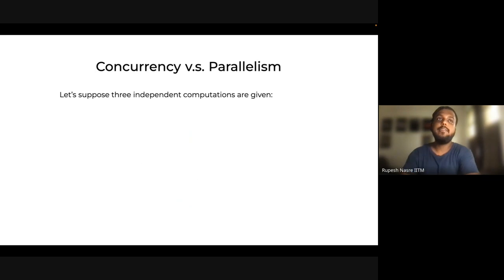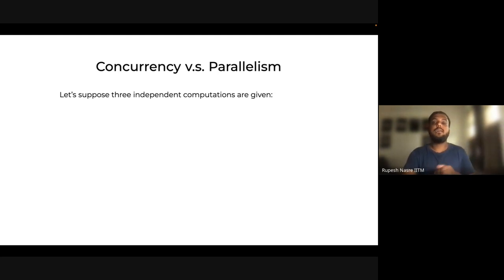So I have a question. Let's suppose there are three independent computations, right? Three independent computations means, let's suppose we have computation A, computation B, and computation C. These three can be executed in any order, like compute A is executed first, then compute B, then compute C. The result of all three is independent of which computation we are executing first, right? So this means independent computation.